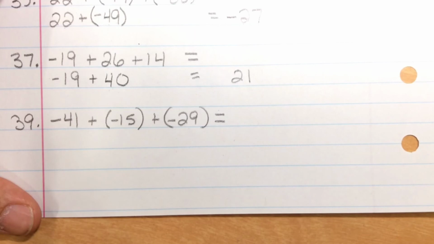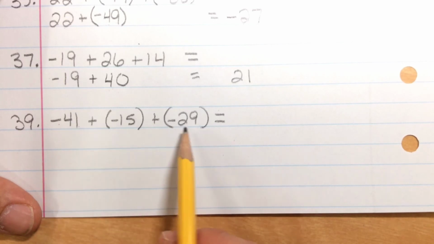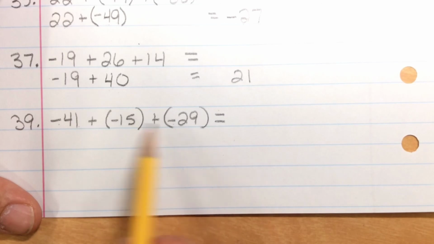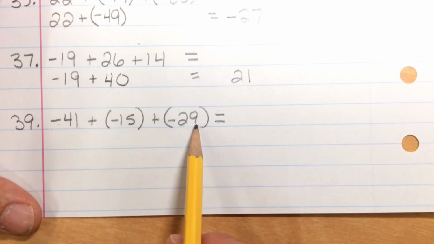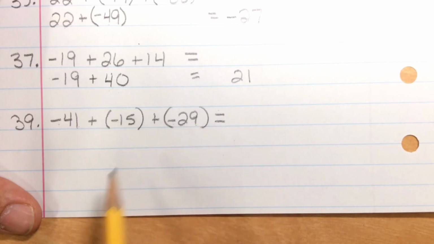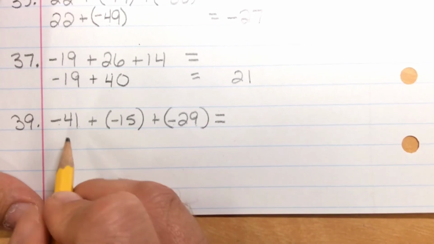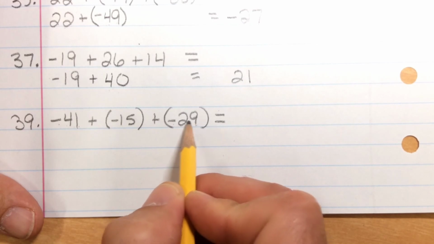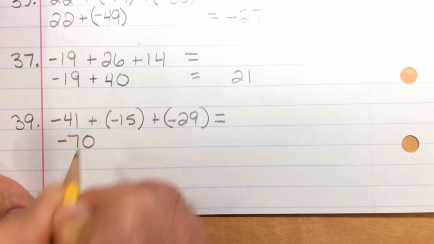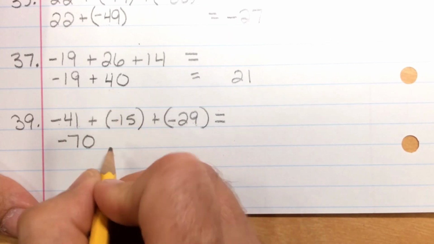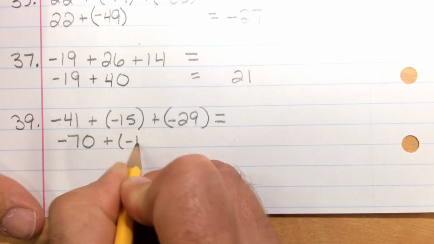And all negatives now. So which ones would I put together first? Actually, I'm going to put this -41 and the -29 together first. Same sign, so I'm going to add and keep. But I know when that 1 gets together with that 9, it's going to have a 0 in the 1's place, so I like that better. So -41 plus -29 gives me -70. Same sign, add and keep. I still have to add on this -15.